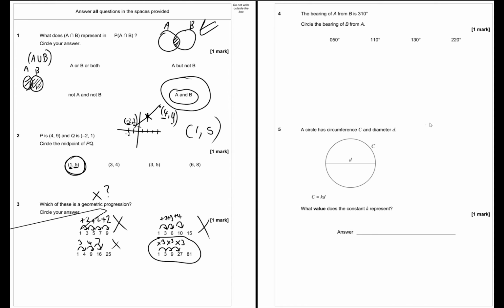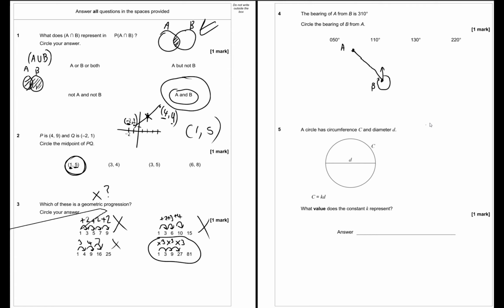Question 4. The bearing of A from B is 310 degrees. Circle the bearing of B from A. Okay, so let's draw out our points. It's A from B, so let's do point B first. A from B is 310 degrees, so we want to go all the way around the circle to 310, which is about this far. So this is our bearing, A from B, which means A is going to be about here.